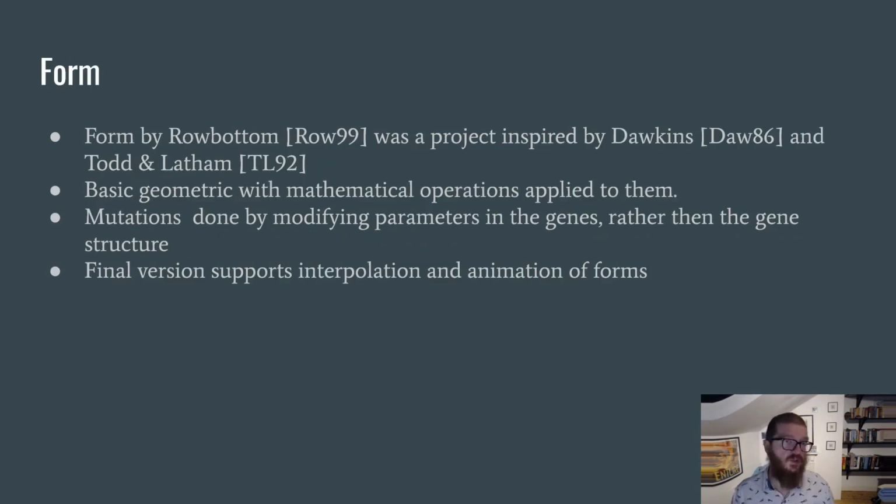Form was a project by Robotham, inspired by Dawkins and Todd and Latham. Just like the latter project, this project is built on basic geometric forms, which can have mathematical operations applied to them. Some of the shapes generated by Form can be clearly recognized as being inspired by Todd and Latham. However, mutations are inspired more by Dawkins' work, as the structure itself is left as is, but the genes modify parameters instead. Robotham presents 5 different iterations of the project, ending up with a final version that supports animations and interpolating between forms.